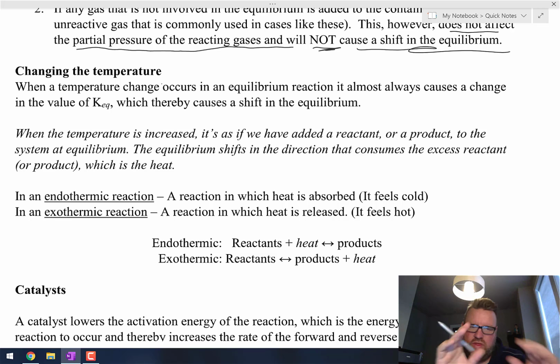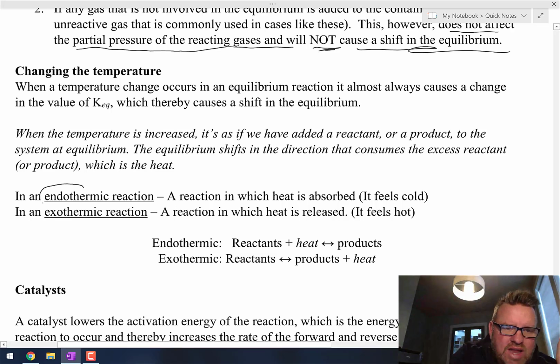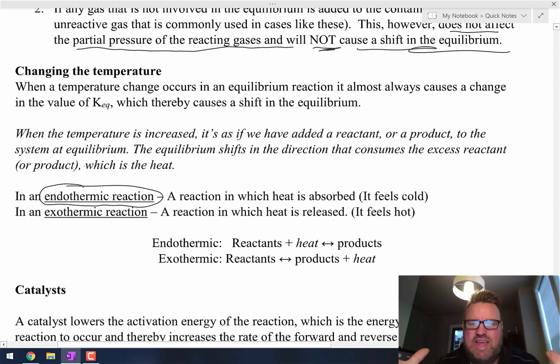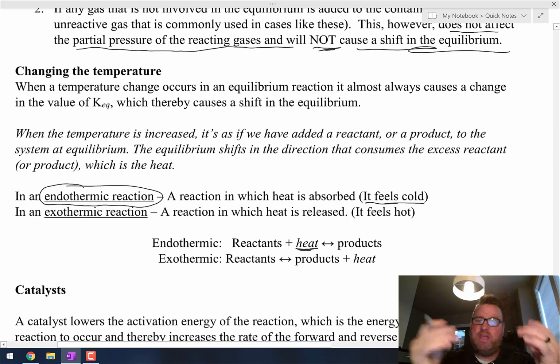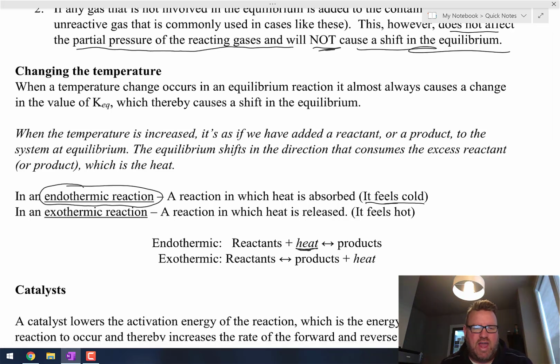This is much more involved than just general chemistry, but if I tell you it is an endothermic reaction, that means that the reaction is taking heat from the surroundings. Usually when you feel that, it feels cold. So an endothermic reaction is taking heat from the water or from the air, and so it feels cold when you touch it. When it is endothermic, notice where you put heat. You put heat on the reactant side, because it's using that heat to make that reaction happen.